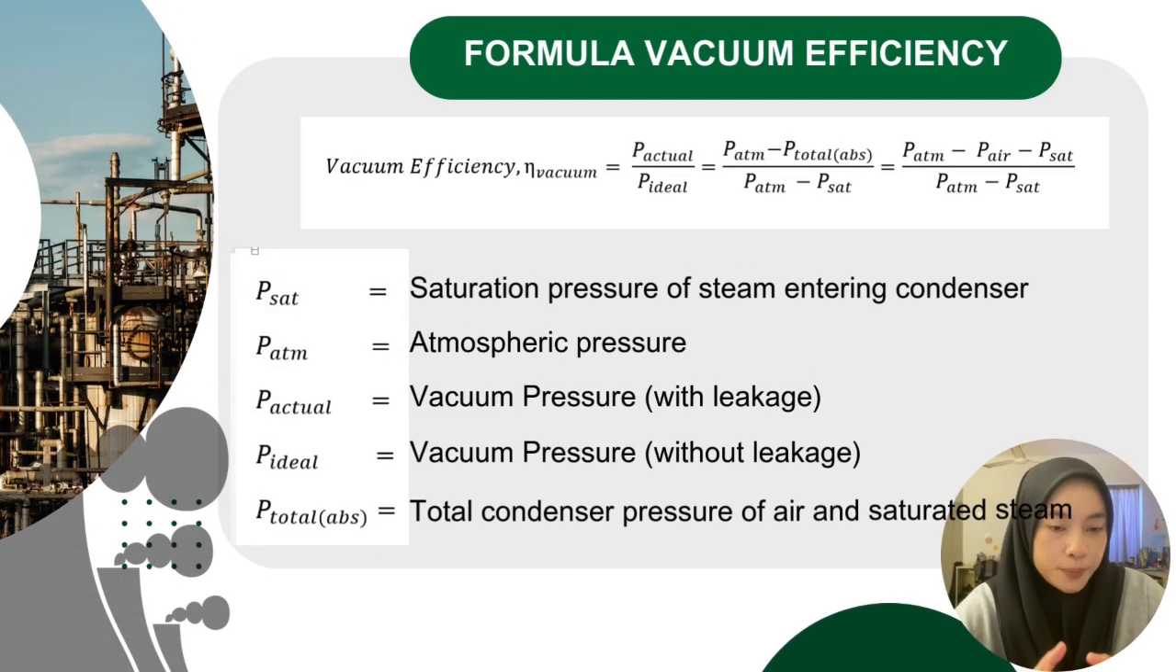Okay, let me dive deeper into the formula of the vacuum efficiency, which is vacuum efficiency equal to P actual over P ideal, which is equal to P atmosphere minus P total absolute over P atmosphere minus P saturation. P saturation stands for saturation pressure of steam entering the condenser, P atm is of course the atmospheric pressure, P actual means vacuum pressure with leakage, P ideal is vacuum pressure without leakage, and the last one, P total absolute, is the total condenser pressure of air and saturated steam.